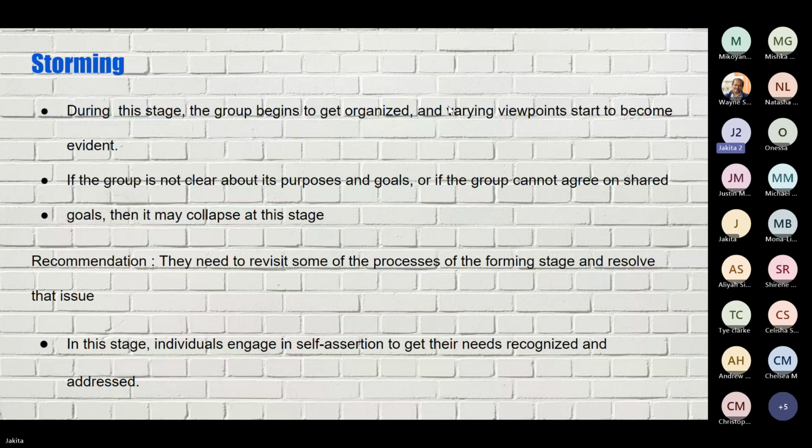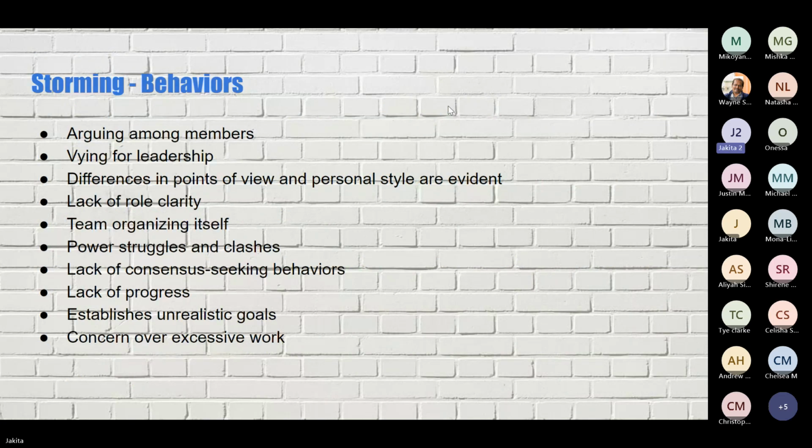So we'll be looking at some storming behaviors as well. Some of the behaviors we can look at will be arguing among members, vying for leadership. Differences in points of view and personal styles are evident. Lack of role clarity, team organizing itself, power struggles and clashes. Lack of consensus seeking behaviors, lack of progress, and it may have established unrealistic goals. And there will be some concerns of excessive work.